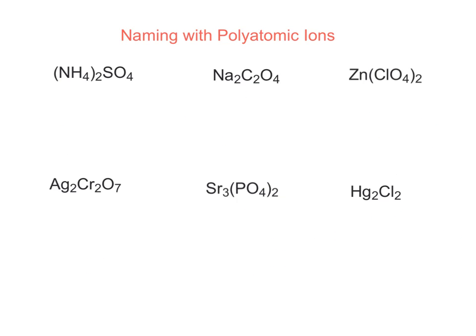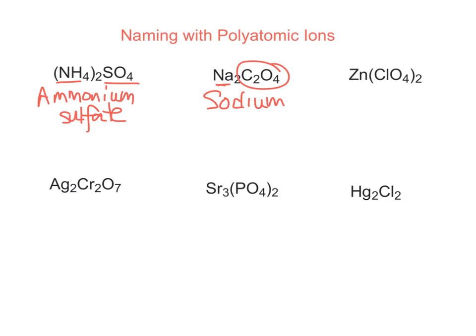This is a little trickier, because if you don't know your polyatomic ions, you're kind of in trouble. But if you do know them, it's actually pretty easy. That's a polyatomic ion, and that's a polyatomic ion. If you know their names, then you know this is ammonium sulfate. So if you've memorized them, you're all set. If you haven't, you've got a little trouble. Na, not a transition metal, so I'm just going to call this sodium. And this polyatomic ion is called oxalate. So sodium oxalate.